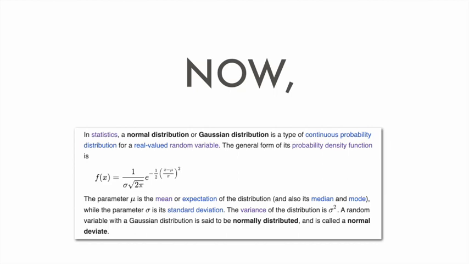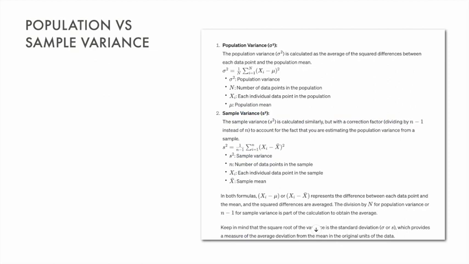And the random variable with the Gaussian distribution is said to be normally distributed and is called a normal deviate. Population versus sample variance. For a normally distributed curve, the population variance and sample variance are as follows: sigma square and s square. Sigma square is equal to 1 by n into summation of i is equal to 1 to n, (xi minus mu) the whole square.